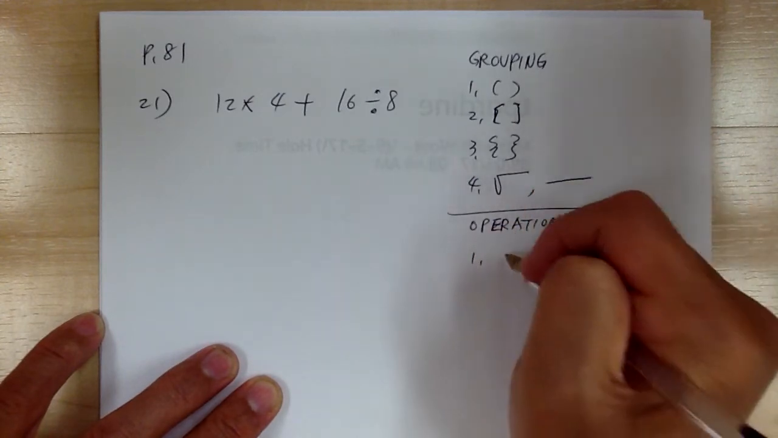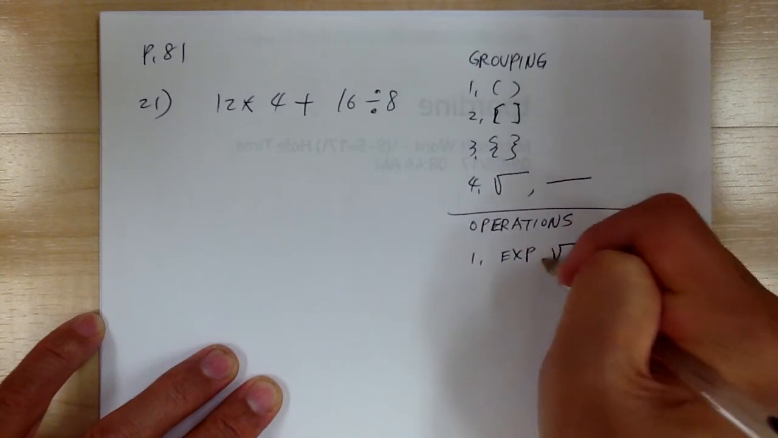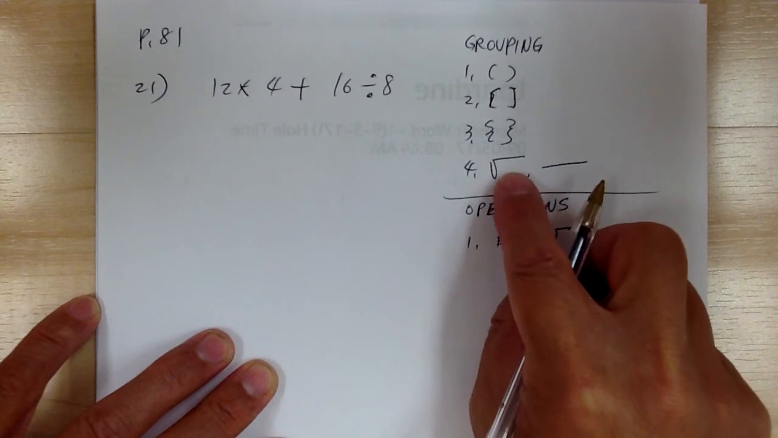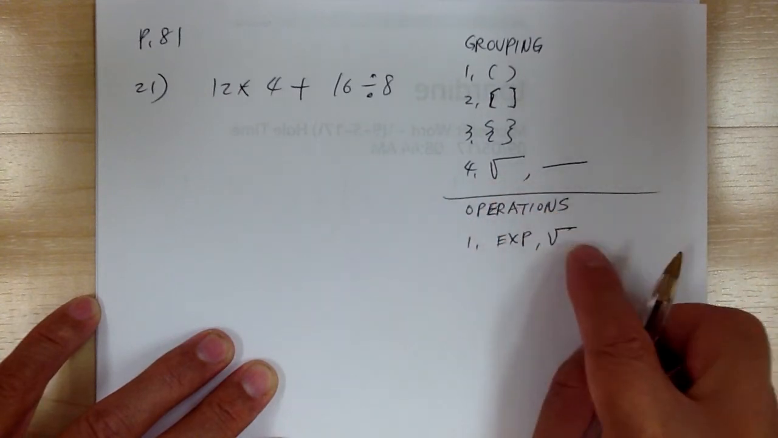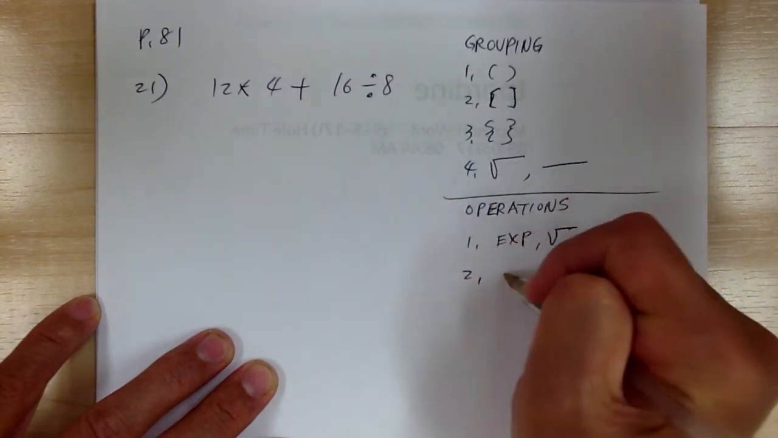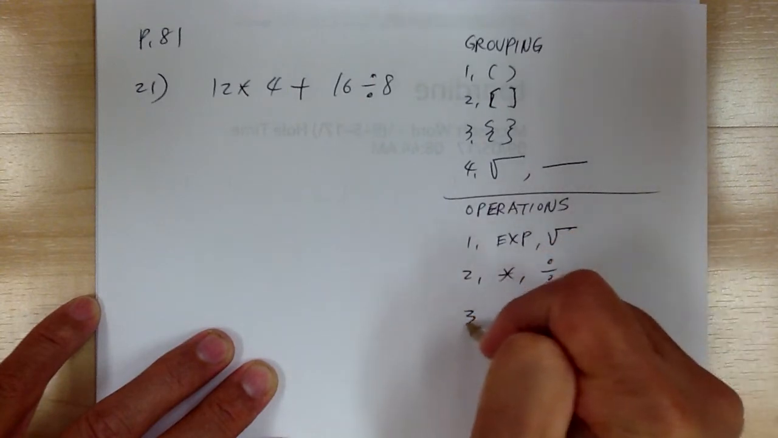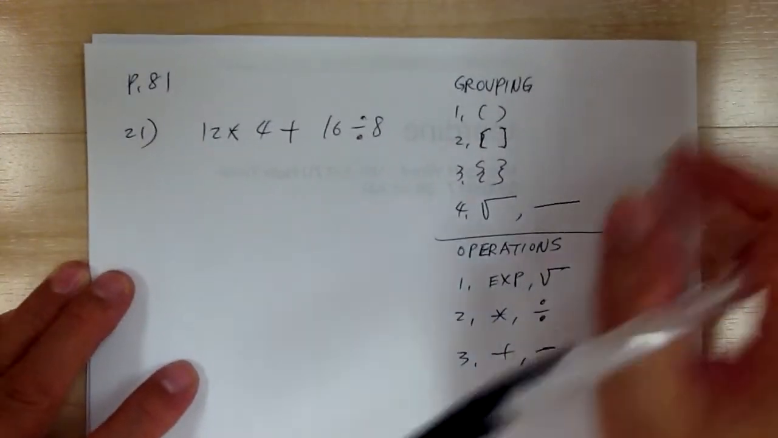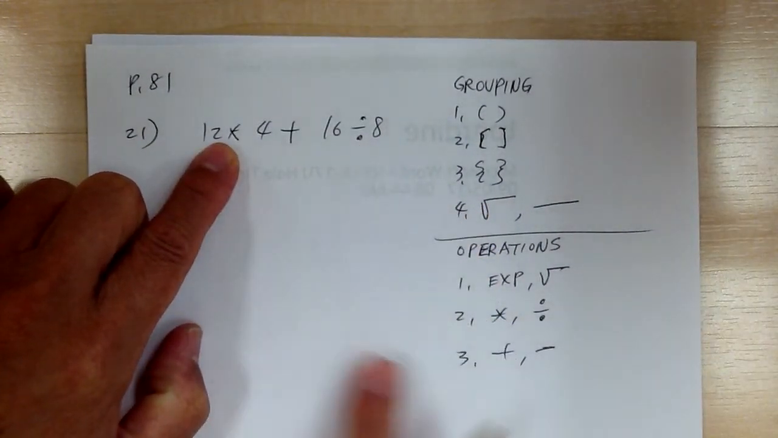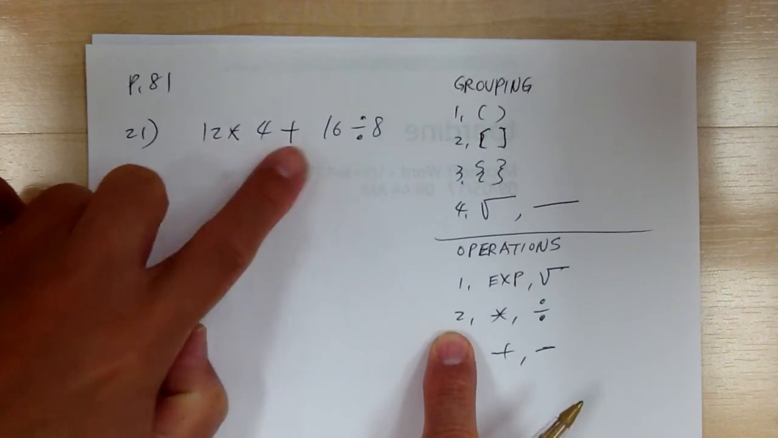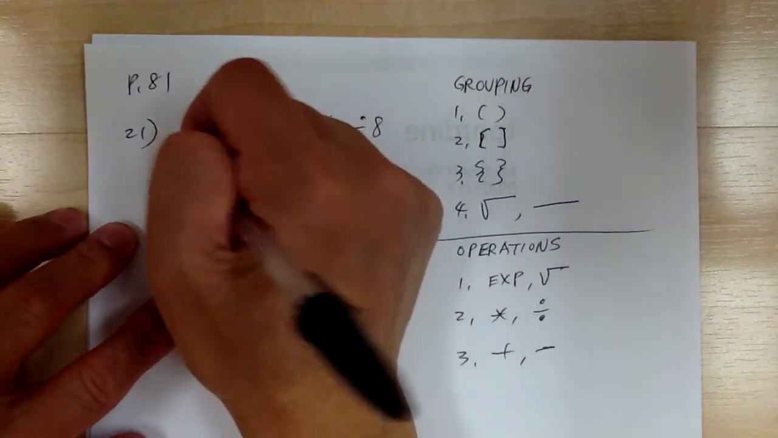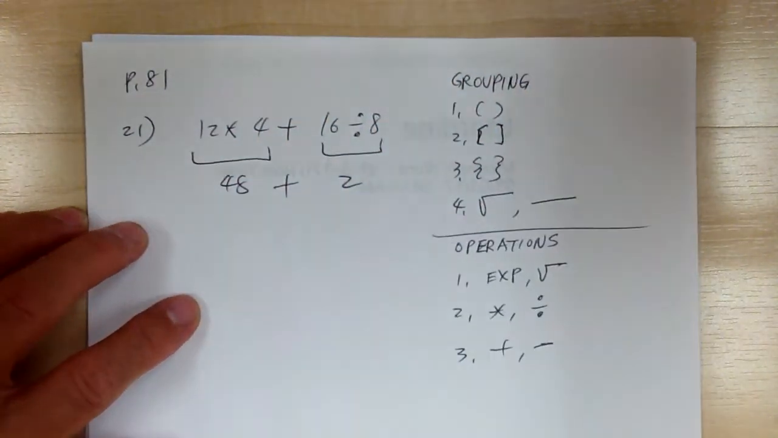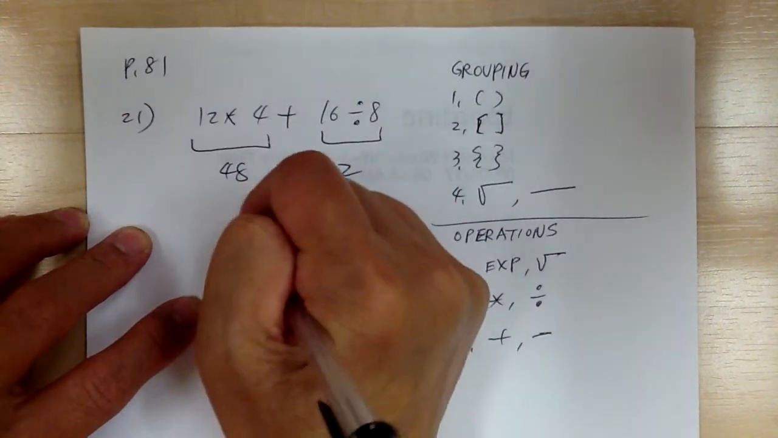First you do the exponents and the square roots. Now the difference between these is that with groupings you have more than one number, and with operations you have a single number. Number 2 you've got multiplication and division. Number 3 you've got addition and subtraction, right? So over here you've got all mixed together. You have to do multiplication and division first because it's priority 2. Addition is priority 3. So you do this first, and you get 48, and this will give you a 2. Then after you add, you get 50.